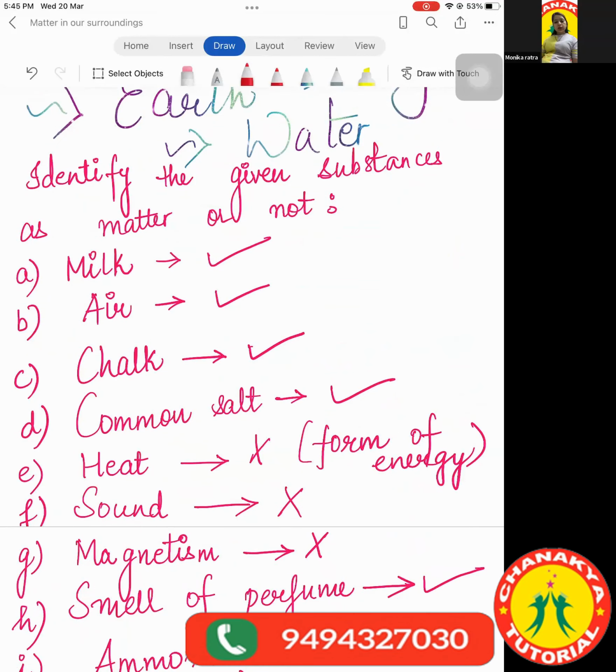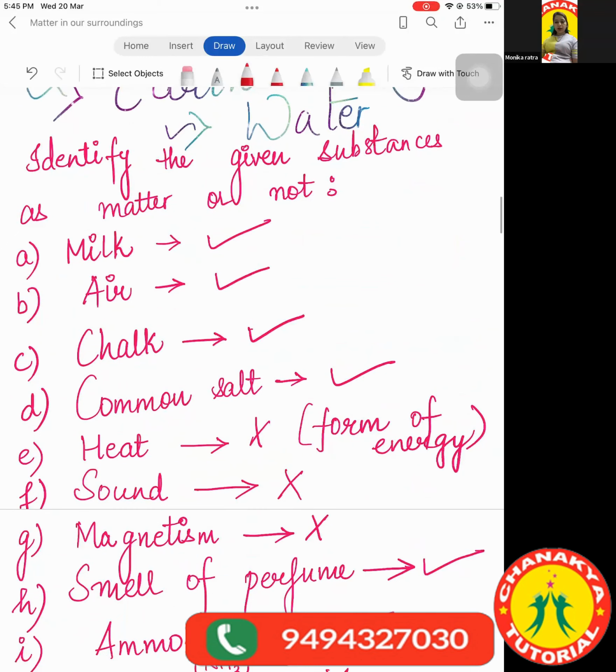Then we took a few examples in which we classified things to be matter or not. This has already been uploaded. You can just look at the PDF which I have uploaded of some things which we discussed, whether they are matter or not.